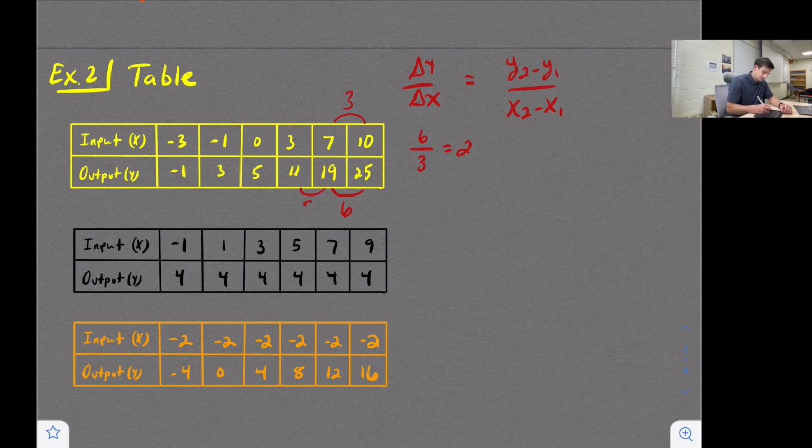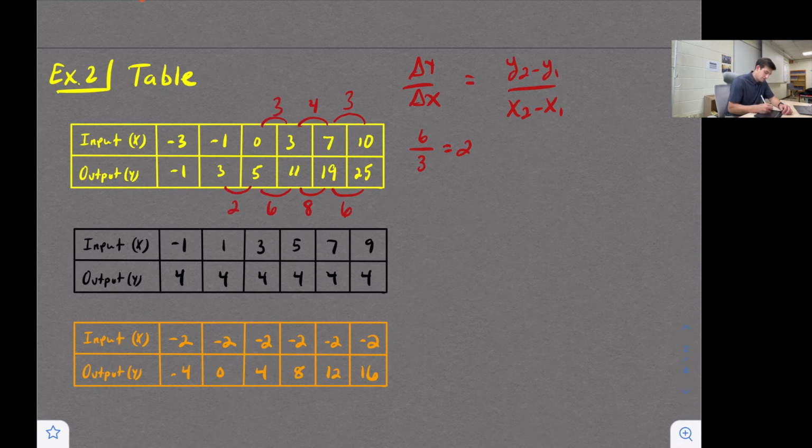So 19 minus 11 is 8, that's different. However, 7 minus 3 is 4. So now in that case, my slope is 8 over 4, which is still 2. Okay, 11 minus 5, 3 minus 0, still a slope of 2.